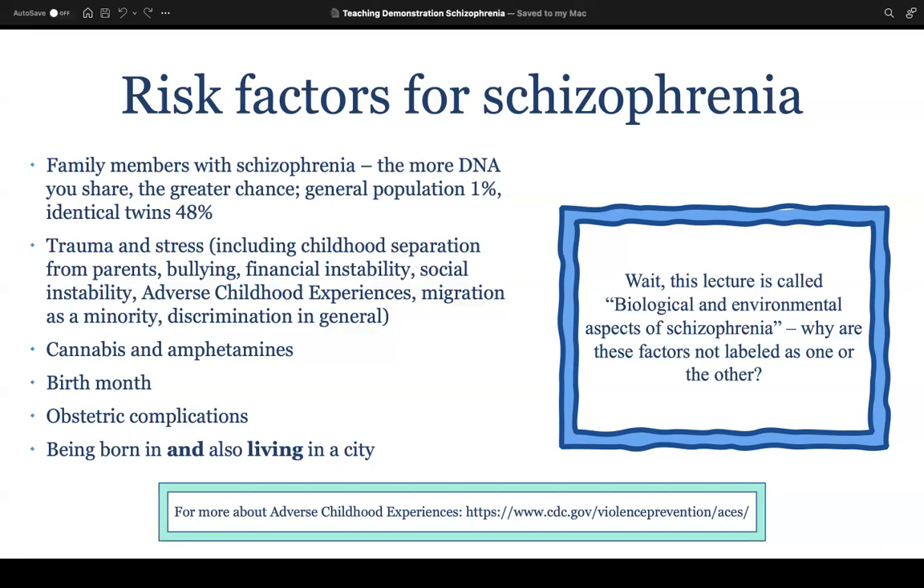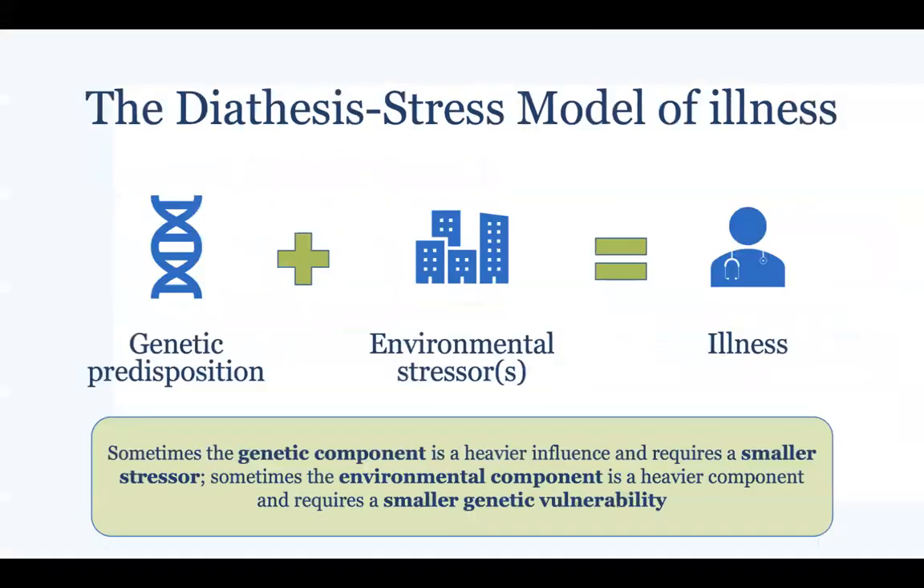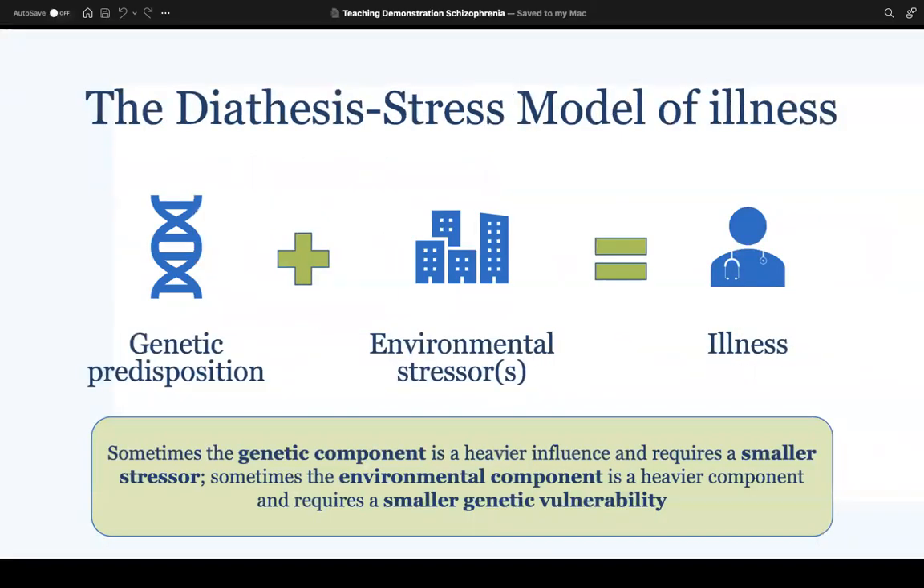Okay, so this lecture is called Biological and Environmental Aspects of Schizophrenia. So why are these factors not labeled as biological or environmental aspects, right? Like, why do we not have headings? These are biological, these are environmental. And that's for a really good reason, which is that we cannot really pull these things apart. Okay, so you need both.